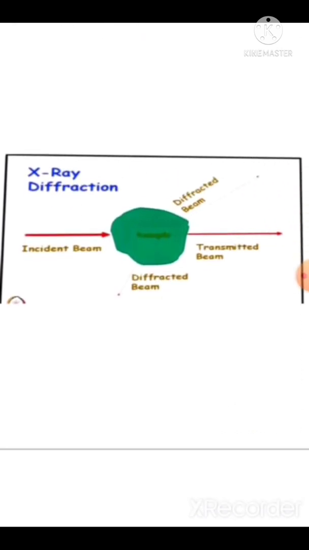Okay, this diagram clearly represents the X-ray diffraction phenomenon. Here we have taken one sample, which is represented by the greenish color in the middle of the diagram. With the help of the red arrow, it represents the incident beam, and on the right-hand side the red arrow represents the transmitted beam.